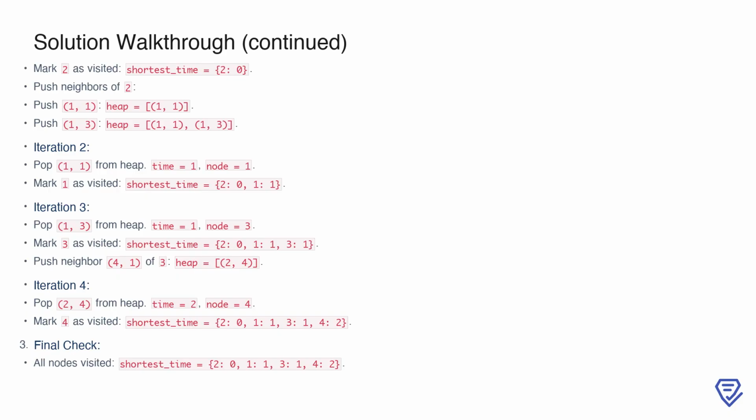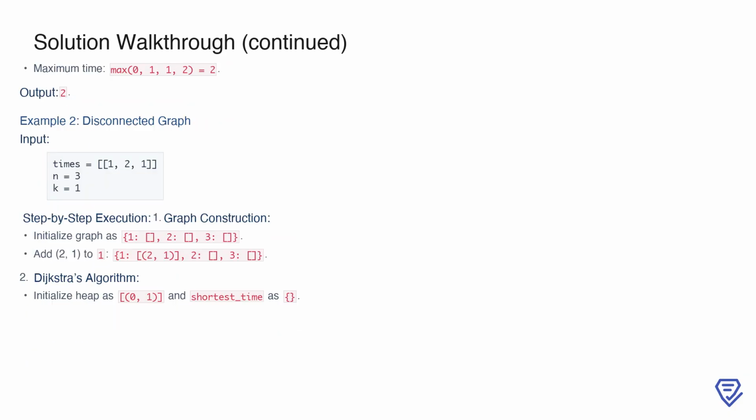Finally, in the fourth iteration, we pop (2, 4) from the heap, visiting node 4 with a total time of 2. Marking node 4 as visited updates shortest_time to {2: 0, 1: 1, 3: 1, 4: 2}. At this point, all nodes have been visited. Now that we've visited all the nodes, we move on to the final step.